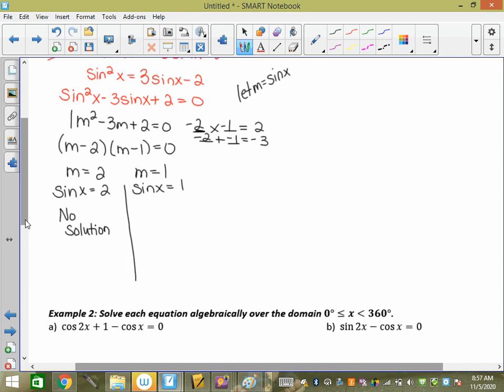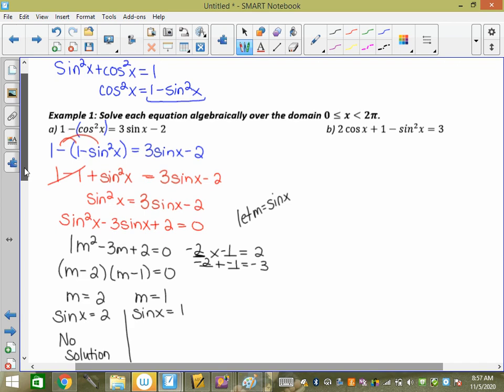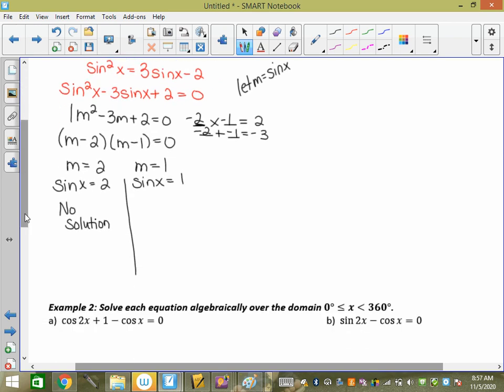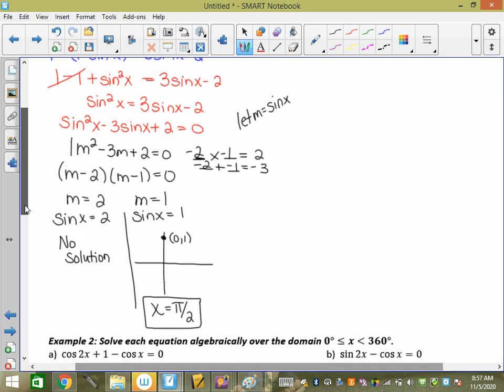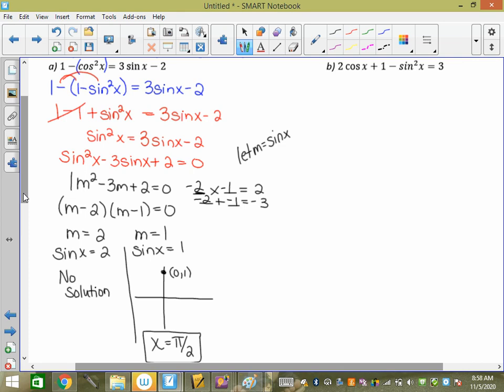And then sine x equals 1, where does that happen? And sorry, these are for the domain 0 to 2 pi. So sine x equals positive 1 here, because that's 0 and 1, which is? That's my one solution. So we did the one just like this, right, in our practice. You guys are going to do B. Try it out.